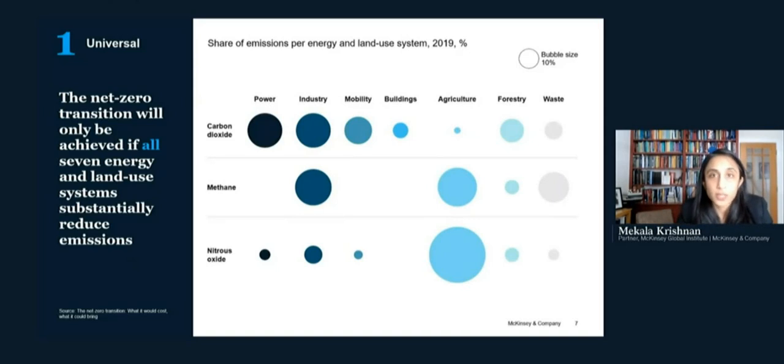Now, when you look at this slide, one thing immediately jumps out at you, which is that there is no column where there is not a substantially sized bubble across at least one of the 3 greenhouse gases on this slide. And so what that means is that the net zero transition will not happen until and unless each and every one of these systems substantially transforms. We need decarbonization and transformation to some degree across every one of these systems for us to get to net zero.